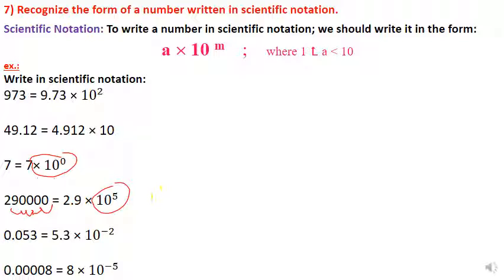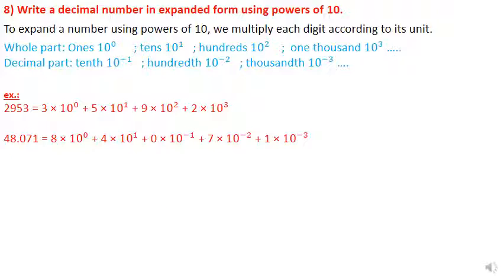0.053 is not in scientific notation because the first digit cannot be 0. It should be any number from 1 and above. So I have to move the point now 2 times to the right. So it becomes 5.3 times 10 to the power minus 2. Why times 10 to the power minus 2? Because I moved to the right. And the last example, 0.00008. I have to move the point 5 times to the right. So it becomes 8 times 10 to the power minus 5.